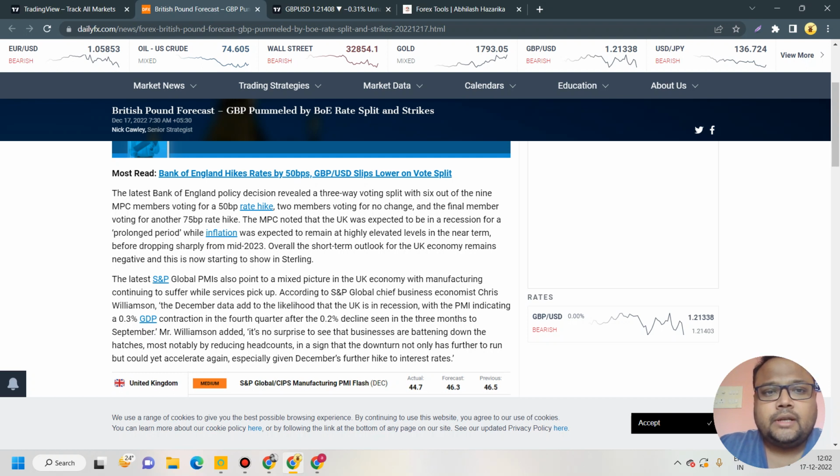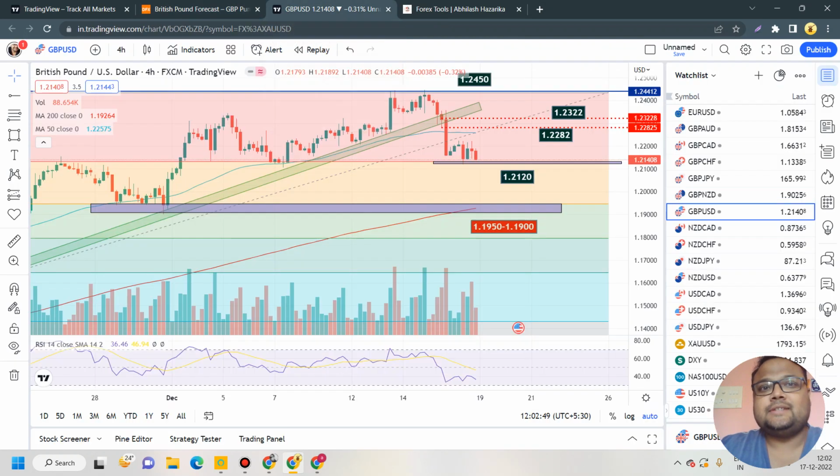The MPC noted that the UK was expected to be in a recession for a prolonged period, while inflation was expected to remain at highly elevated levels in the near term, before dropping sharply from mid-2023. Overall, the short-term outlook for the UK economy remains negative, and this is now starting to show in sterling. So GBP USD may remain weak for the next couple of days.